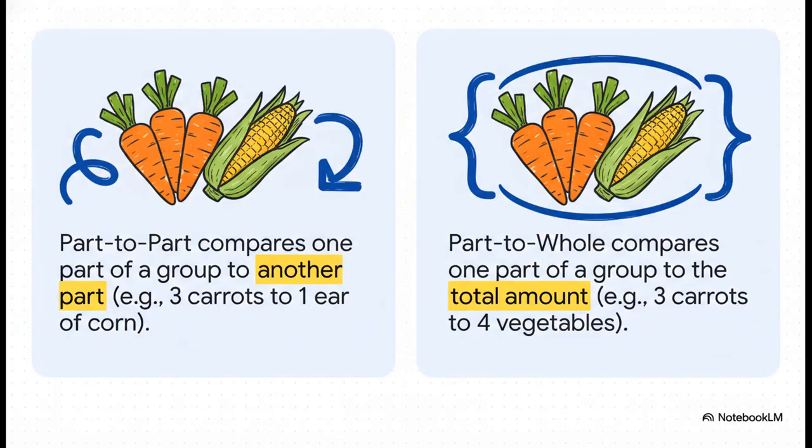Now pay attention here because this is a classic quiz question. You might get asked to compare things in 2 different ways. There's part to part, which is like comparing carrots to corn. But then there's part to whole, where you compare one thing, like carrots, to the total number of vegetables. So you've got to read the question really carefully to see which one they want.